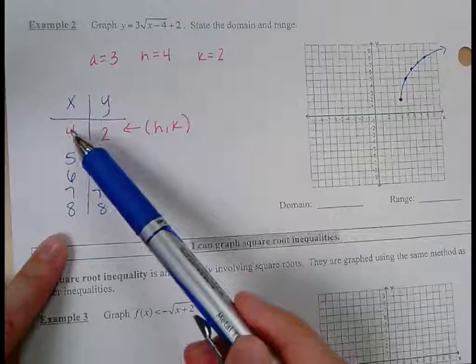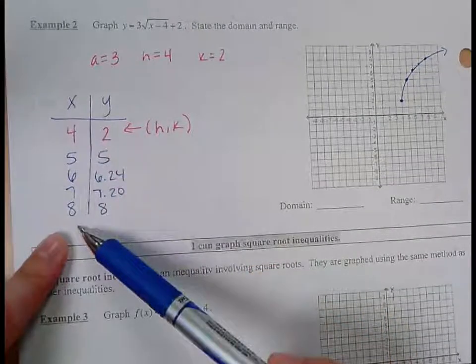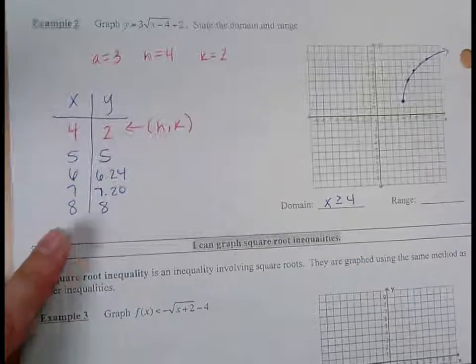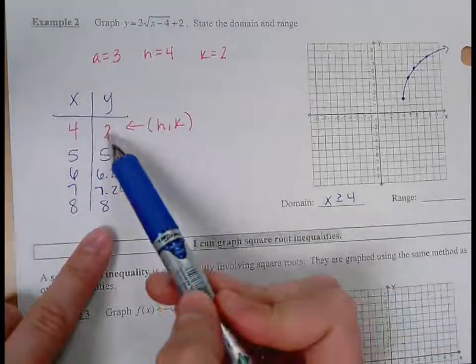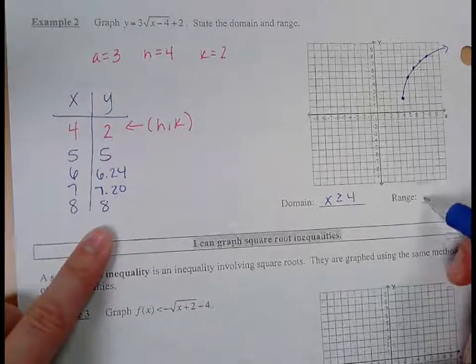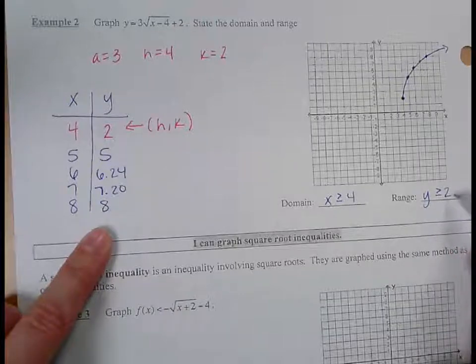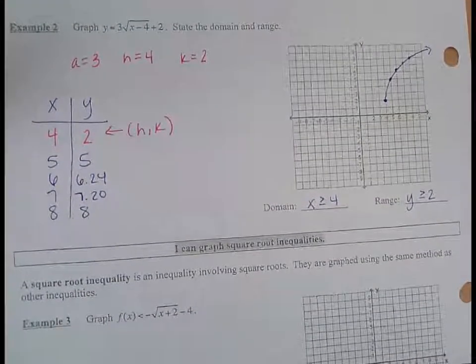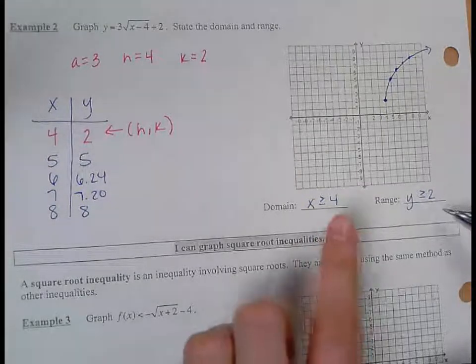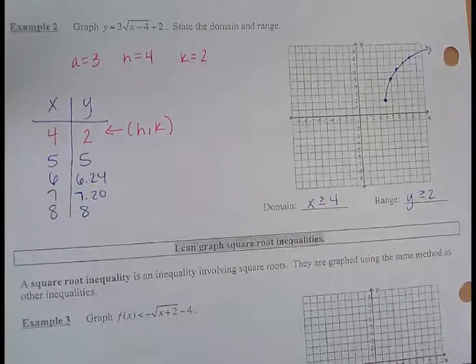For the domain, you can see your first x value is 4, and all of your other x values are larger than that. So the domain would be x values greater than or equal to 4. And then for the range, the first y value is 2. All of your other y values, again, are larger than that. So the range is y values greater than or equal to 2. So you can also use a table to help you identify domain and range. But domain and range will always be inequalities like this for square root functions. You will never have all real numbers for either of them if it's a square root function.